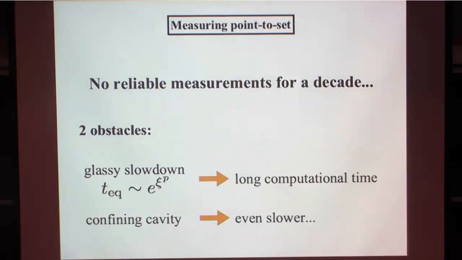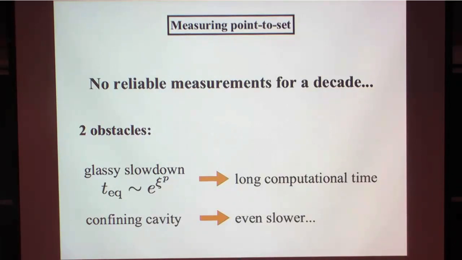But there was no reliable measurement for a decade or so, and the reason is the following. First of all, the glassy system slows down very quickly. So by construction, you have a long computational time scale. It is a pain to measure the glassy state at low temperature.